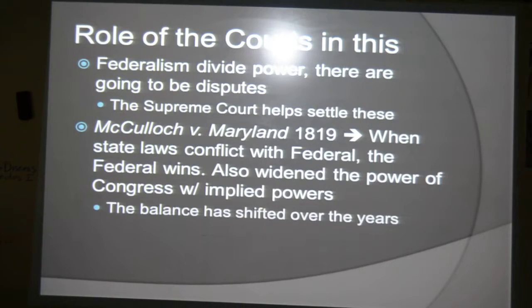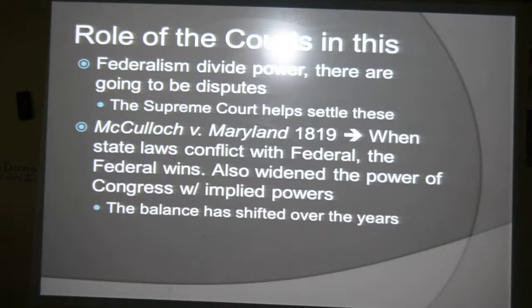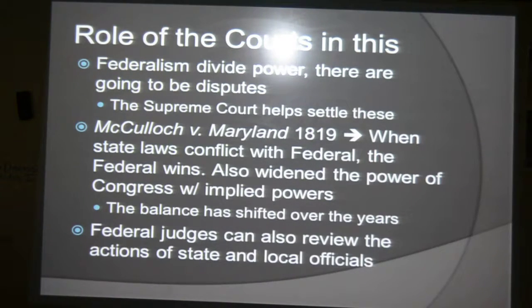And so, after McCulloch, really, really strong federal government, national government. As time has gone on, the states have gotten more power. And again, judicial review. They can review the actions of state and local governments as well. There we go. We're done.